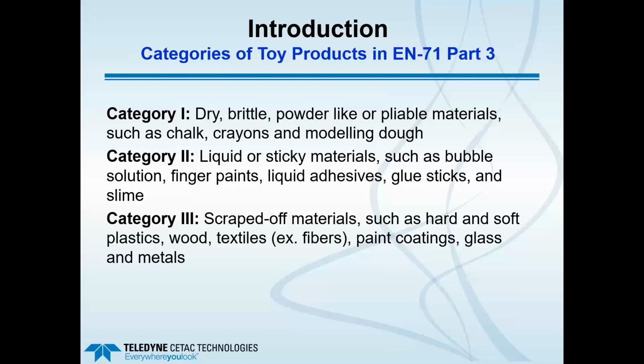There are 3 categories of toy products concerned in EN71 Part 3. Category 1 includes dry, brittle, powder-like, or pliable materials such as chalk, crayons, or modeling dough. Category 2 is liquid or sticky materials such as bubble solution, finger paints, liquid adhesives, glue sticks, and slime. Category 3 is the category we're going to be concerned about today, and these concern scraped-off materials such as hard and soft plastics, wood, textiles such as fibers, paint coatings, and glass and metals.